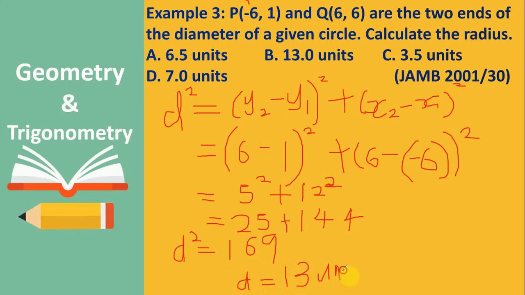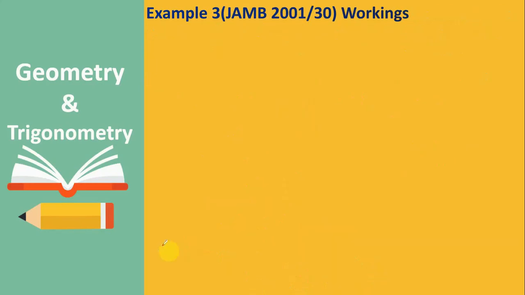Then if I may ask you, how do we calculate the radius of a circle if you are given the diameter? Because diameter is double the radius, that is 2 times radius, that is what gives the diameter. Then radius will now be diameter divided by 2.